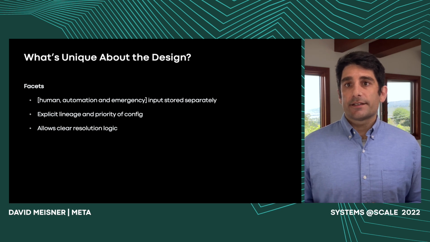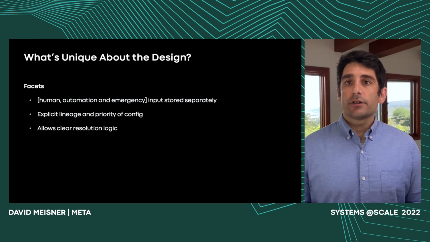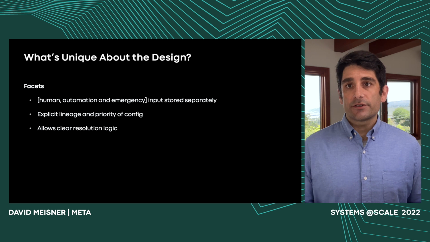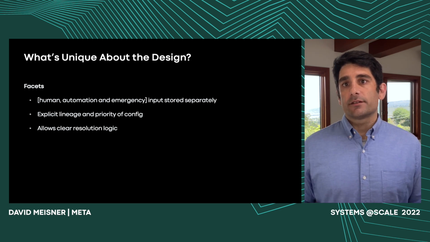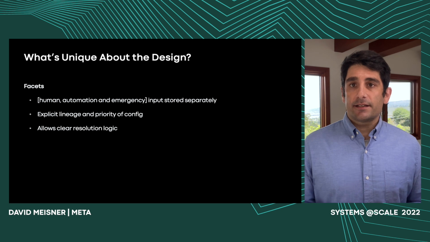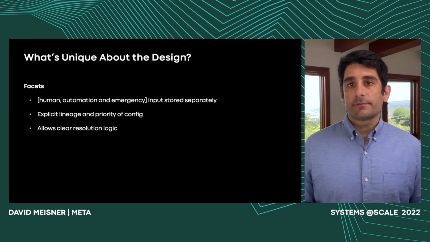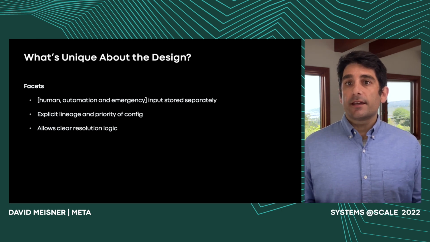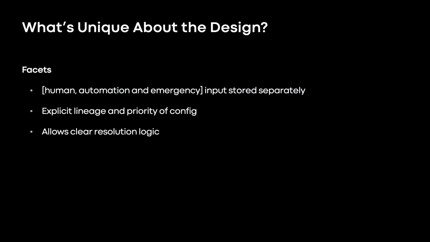We protect against this with what's called facets, which are unique storage locations for each actor. There's a human, an automation, and an emergency location that configuration is written into in unique locations. This provides an explicit lineage of who did what in the system. So if there's an emergency and the human config needs to take precedence, we can clearly see the difference and then have resolution logic on top of that.